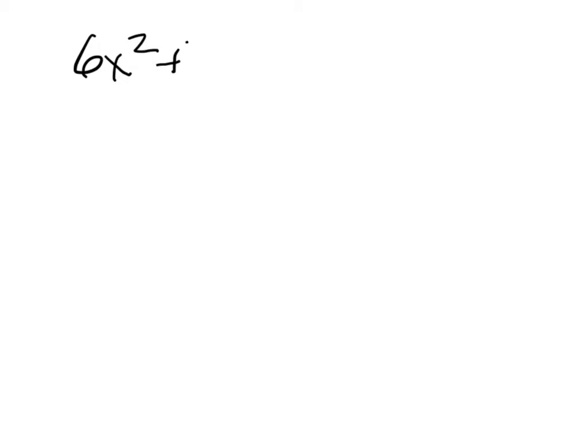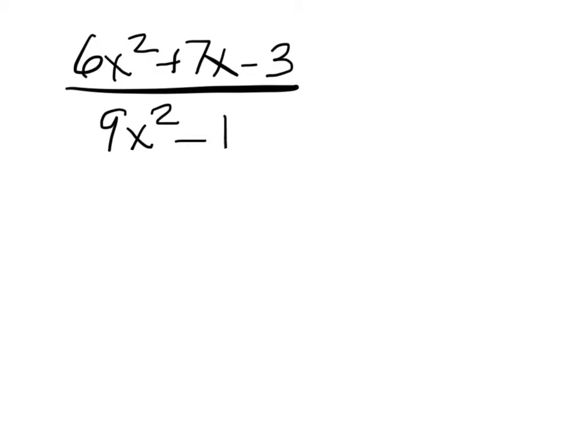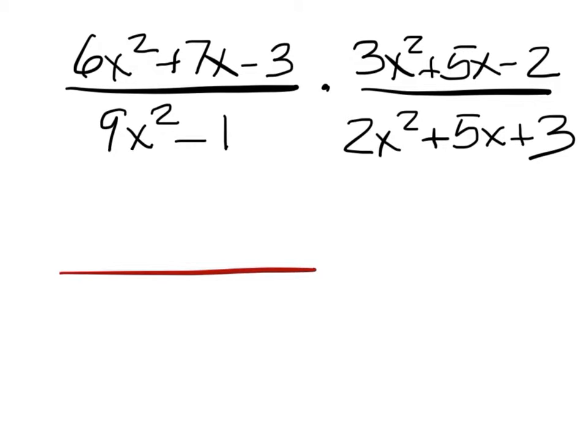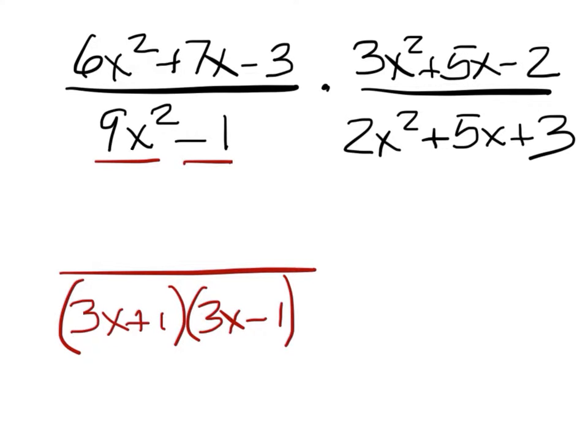6x squared plus 7x minus 3 over 9x squared minus 1 times 3x squared plus 5x minus 2 over 2x squared plus 5x plus 3. The easiest thing in here is the 9x squared minus 1. That's a difference of two squares. So 3x plus 1, 3x minus 1. The objective isn't to study differences of two squares. We've already done that before. So that's why I'm not going through the entire explanation of how you factor that out.